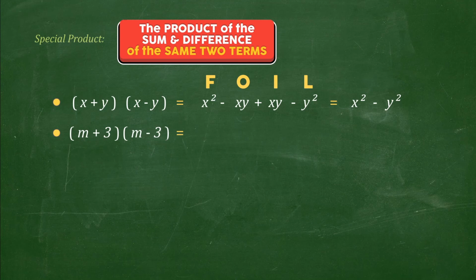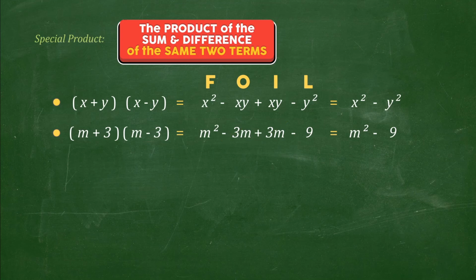Doing that, we have the first terms, m times m is m squared. Outer terms, m times negative 3 is negative or minus 3m. Inner terms, 3 times m is positive or plus 3m. And the last terms, 3 times negative 3 is negative or minus 3 squared, or 9. Simplifying the polynomial, we have m squared, negative 3m plus 3m can be cancelled, and finally, minus 9. So this is the answer.